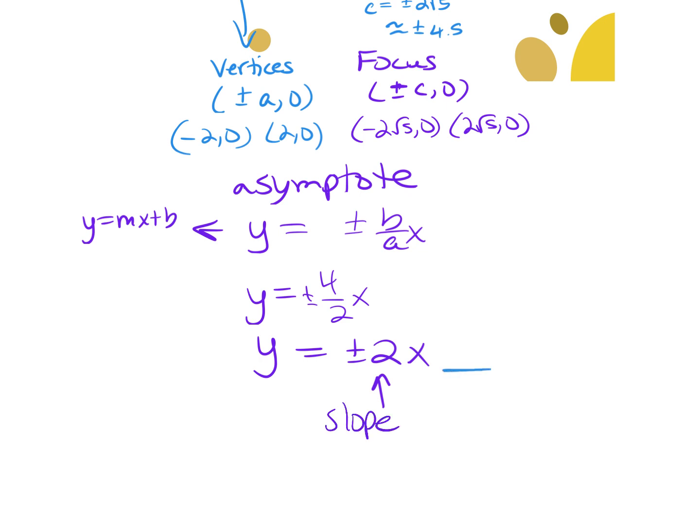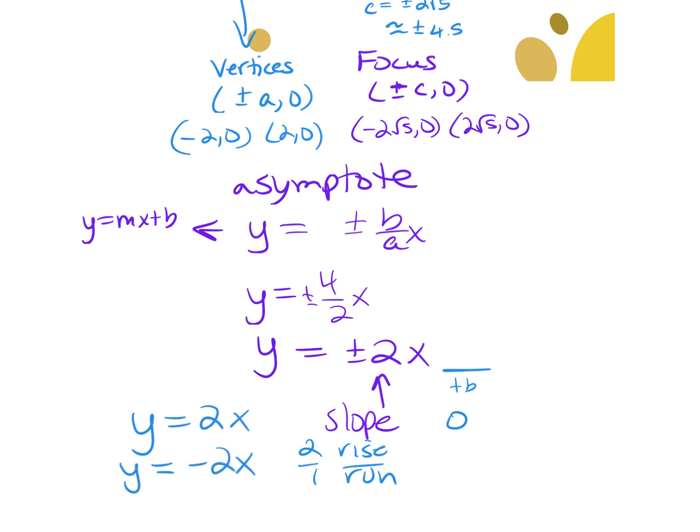Notice there's no b here. This would have been the plus b. So my b is 0. So my slope is going to be rise 2, run 1. These are going to be two linear equations. We're going to be graphing y equals 2x and y equals -2x. So a positive slope line and a negative slope line.